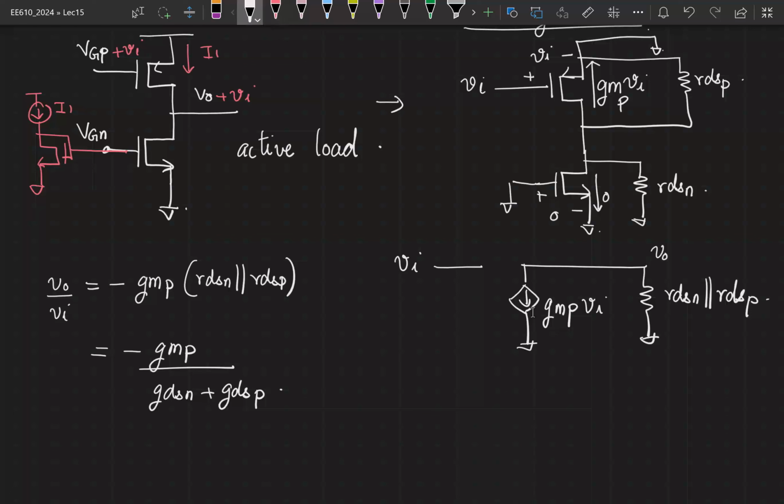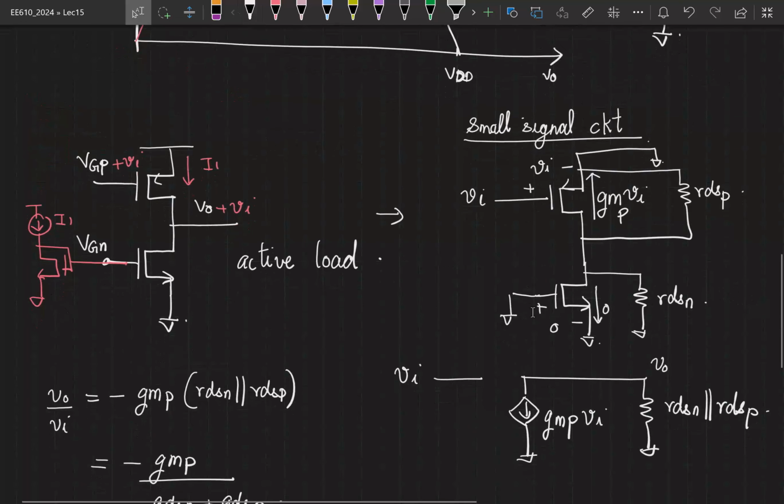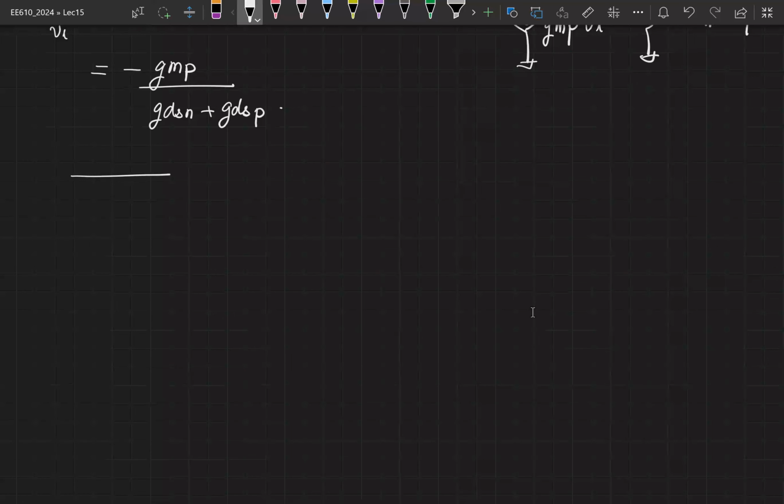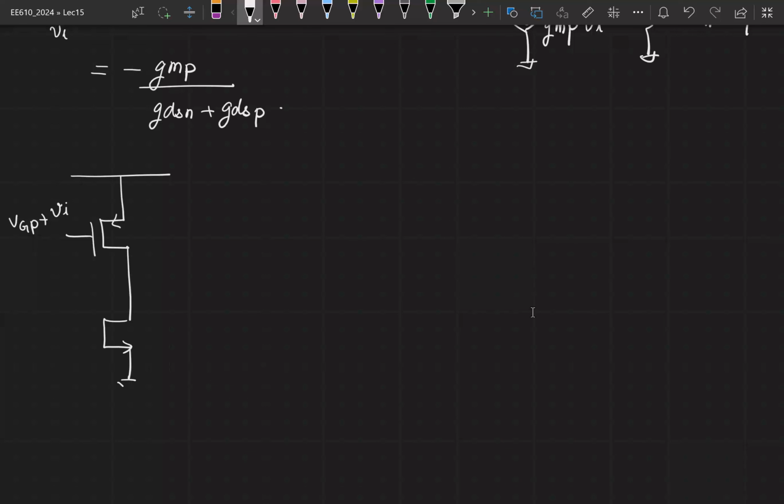Okay, now there is nothing special about using a PMOS input stage with an NMOS active load, right? So if I could connect my input to the PMOS and use an NMOS active stage, I can also repeat the same thing where the input stage is NMOS. So let's say this is VGN plus Vi.